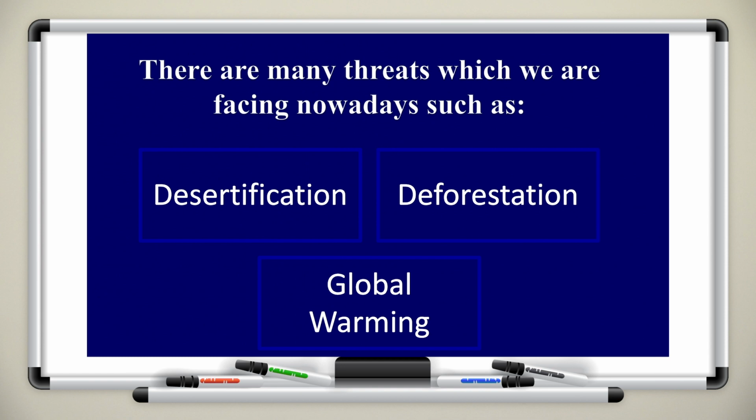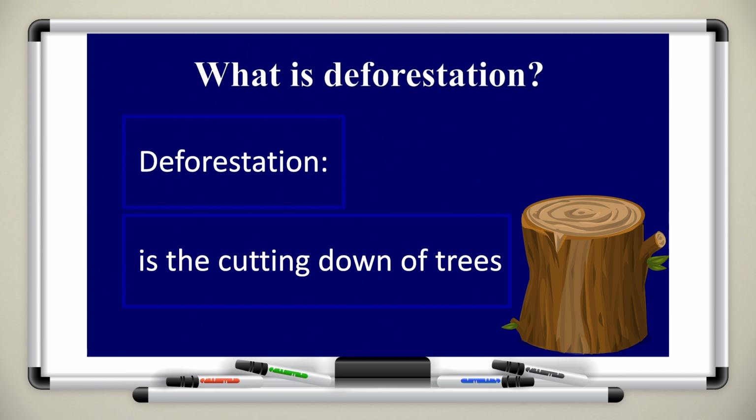Another thing of the earth at risk. There are many threats which we are facing nowadays on earth. What are they? We covered desertification. We have deforestation and global warming. We didn't cover though, what is deforestation? Deforestation is cutting down trees.